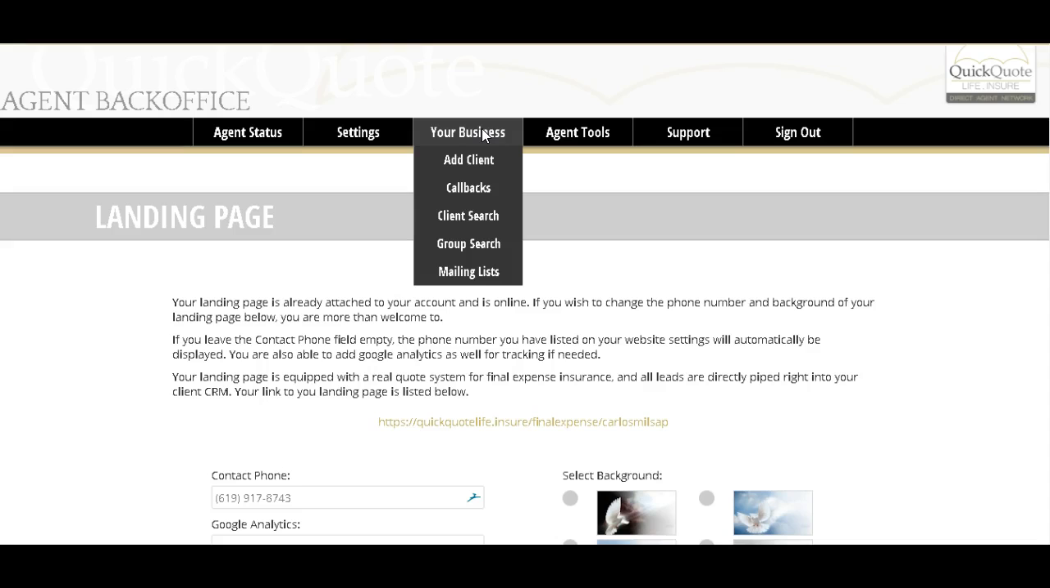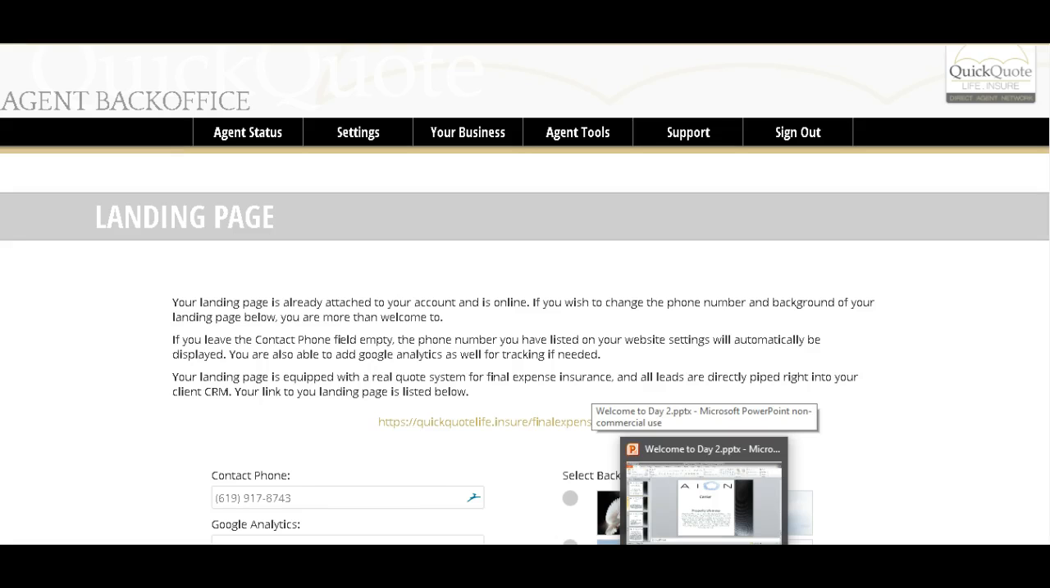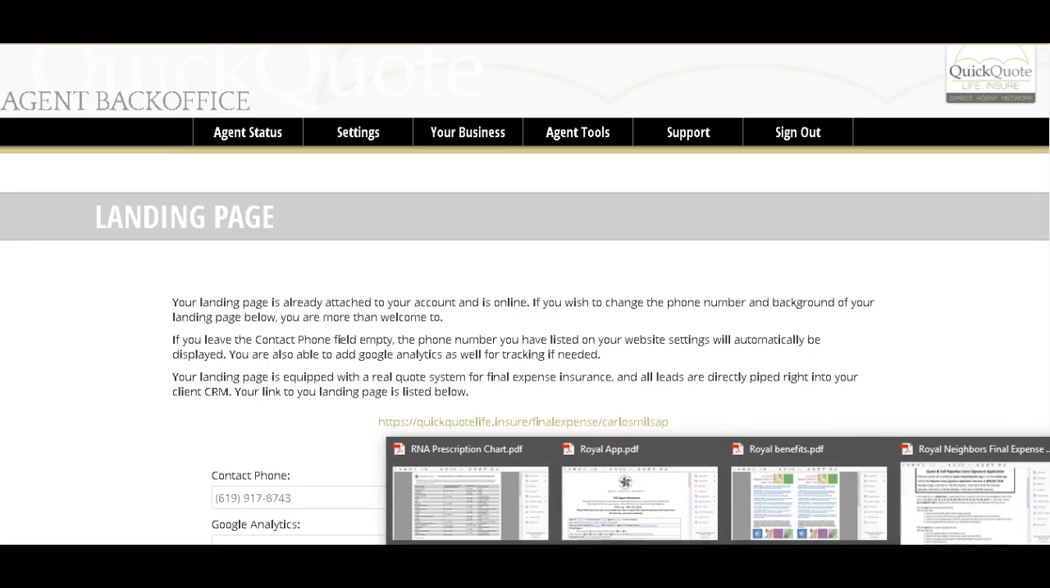let's take a closer look at Royal Neighbors of America. One thing I do want to tell you about Royal Neighbors of America is that when it comes to qualifying, most carriers want to look at a person's height and weight. Royal Neighbors does not look at height and weight. Remember that Royal Neighbors does not look at the height and weight.